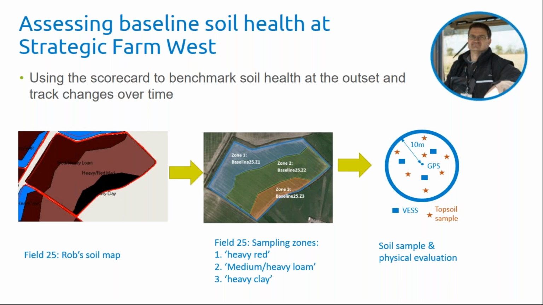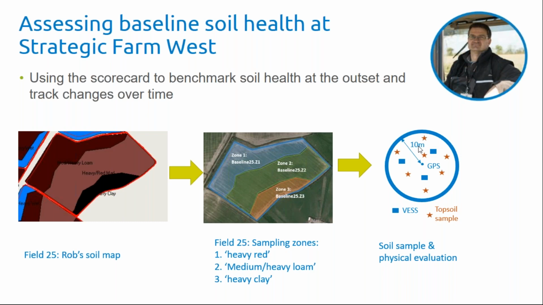So, for example, this field 25, we split into 3 zones. Then within each zone, we pick a representative area, avoiding headlands, tram lines, and any obvious depressions, that kind of thing. We GPS it so that we can go back there in several years' time. Within about a 10-metre radius, we take 3 VESS pits, 3 earthworm counts, and then a topsoil sample to send off to the lab.